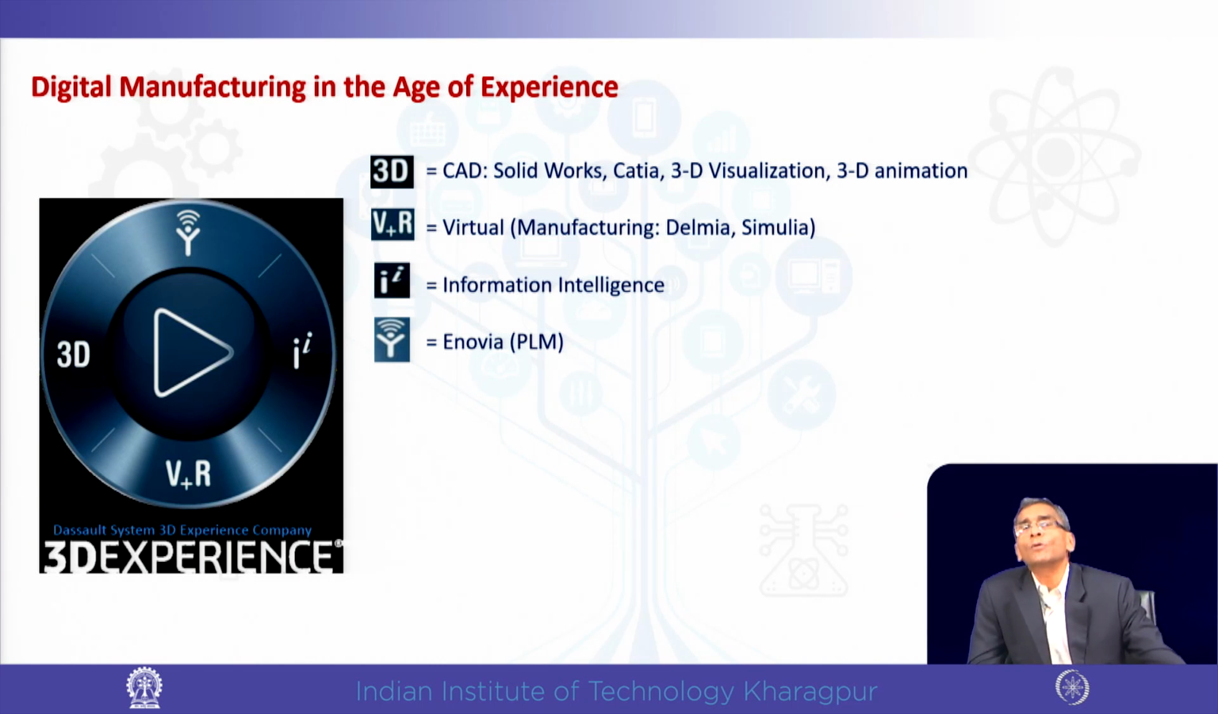It has 4 broad features. One, that 3D is for SolidWorks, CATIA, that is the design part. V plus R is the virtual manufacturing, Delmia, Simulia, that is the manufacturing software part. Then the I to I is the information intelligence, and Enovia for PLM, that is product life cycle management purpose.